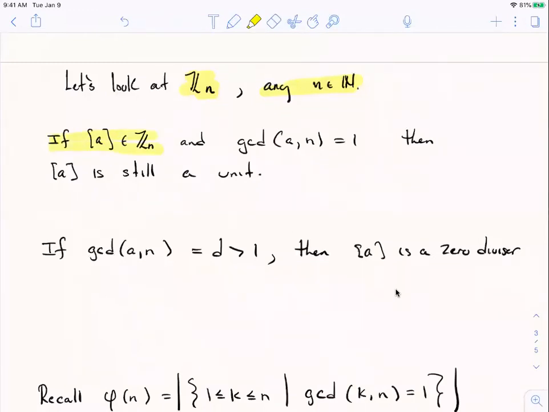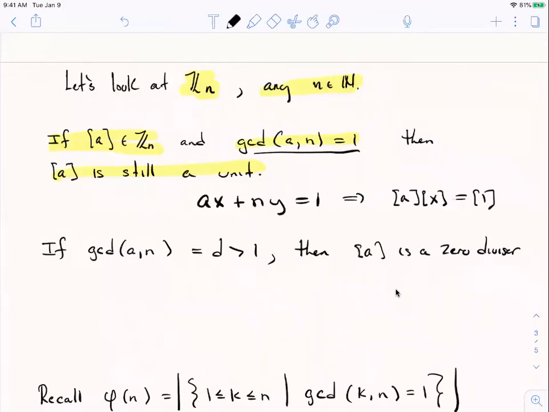If you take an element of Zn whose greatest common divisor with n is equal to 1, then that element will still be a unit, because it's still true: if the greatest common divisor of a and n is 1, then a and n still have some linear combination that equals 1. And so the same argument would show that a times x in Zn is 1. So that argument that we gave above in Zp is valid. If your GCD with n is equal to 1, then you're a unit. You're a unit in Zn, all right?